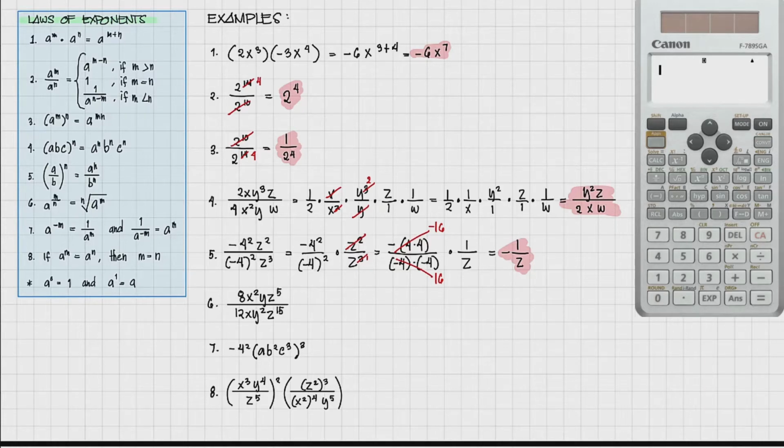Now for example number 6. So again, same approach lang tayo. You have here 8 divided by 12. So simplifying this further, common terms 8 and 12. You have 4, right? So you have 4 times 2 here, and then for this one you have 4 times 3, right? And then we could cancel 4 here, and then further.